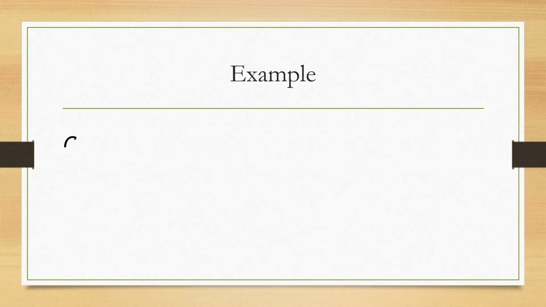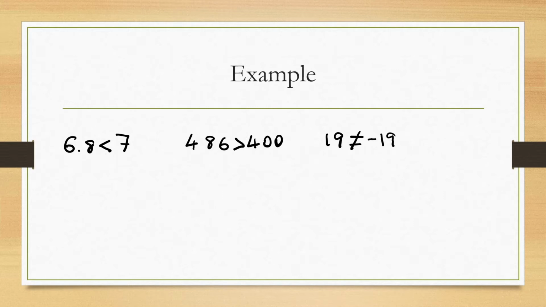So example. Here we have 6.8 is less than 7. And 486 is greater than 400. 19 is not equal to minus 19. 2 is equal to 2. Okay, so in these examples, you can clearly see how these symbols are used. This is the correct way of using them.